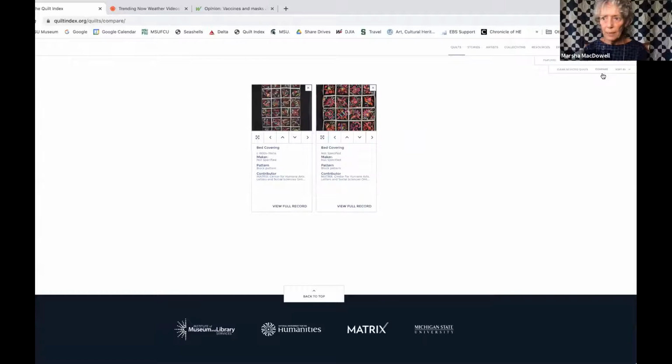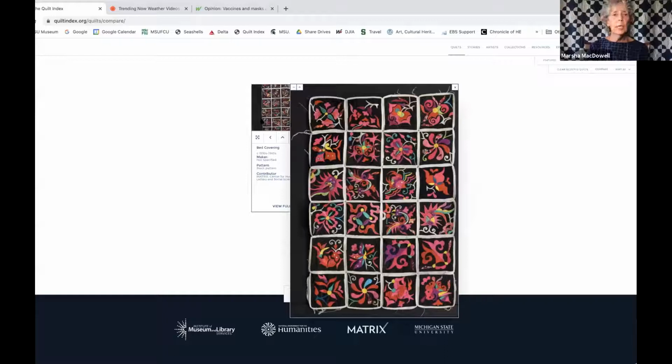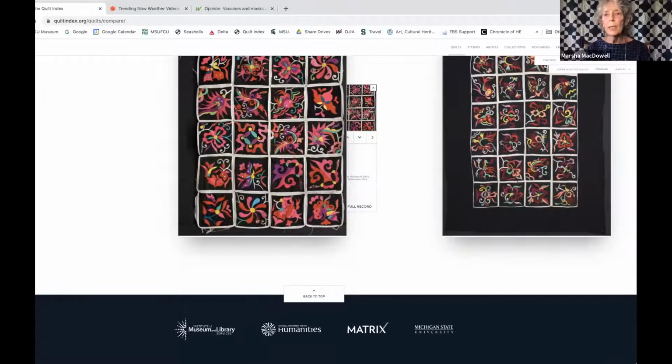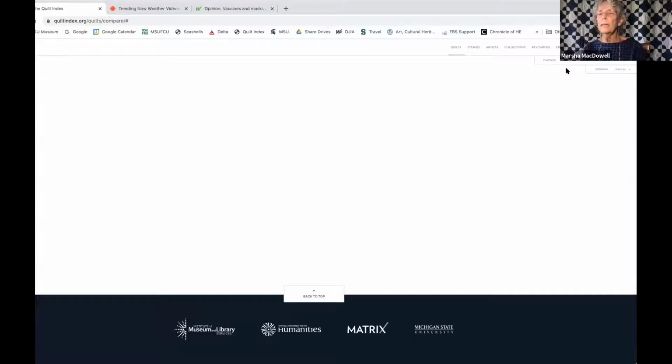I guess I didn't push hard enough on the one, but then once you're here, you can blow these up by making them bigger and you can move them around. But then you are able to start saying, oh, look at these. They have the same motif in a block. And that ability to compare and contrast is really a wonderful feature of the quilt index. And then you go back here, and it's hard for me to see with this little light in front of my eyes, but I think here I can close that and you can choose another set. So anyway, it makes it a very useful tool.